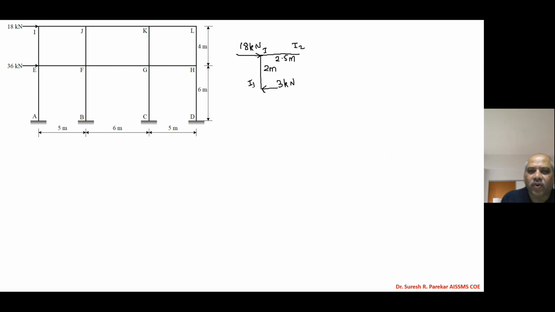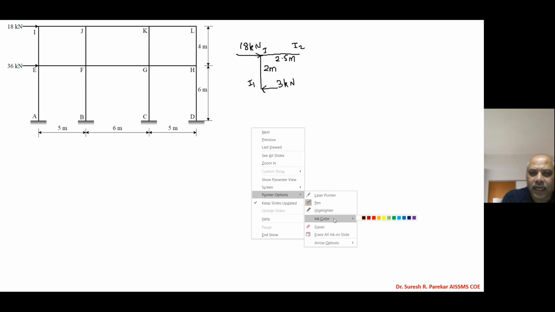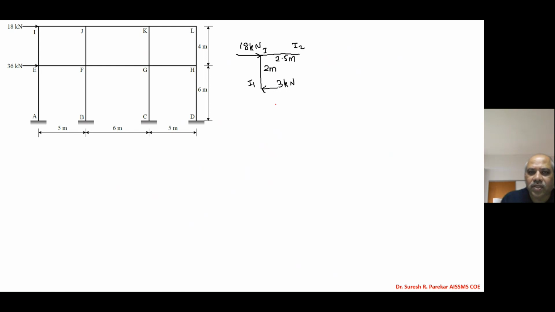Now same concept, 3 kilonewtons will develop a clockwise moment. Whatever reaction we consider at I1, if we consider it as downward, will develop an anti-clockwise moment. So we will have VI1, and then we take moment about I2 equal to 0, and we have 3 into 2 minus VI1 into 2.5 equal to 0. And therefore I will get VI1 equal to 2.4 kilonewtons.